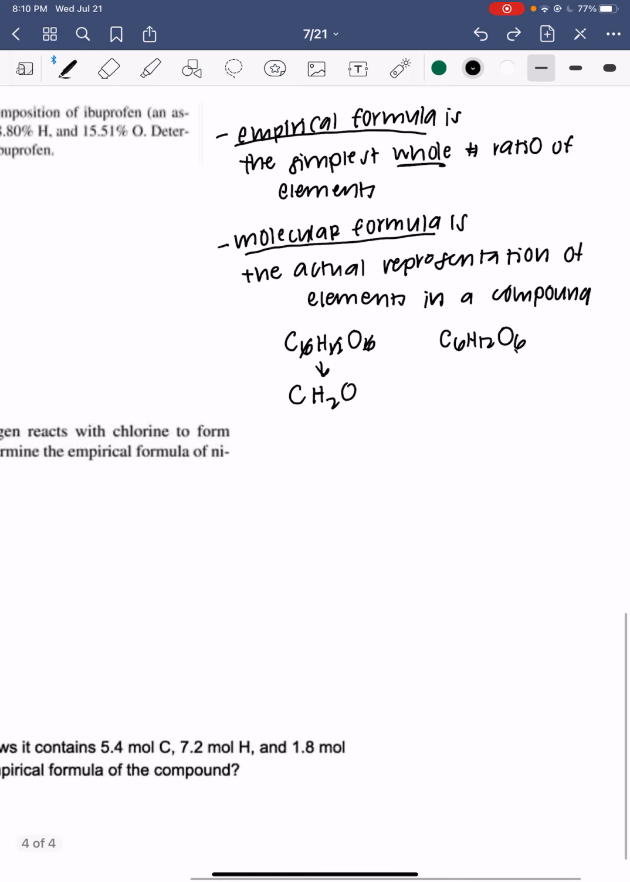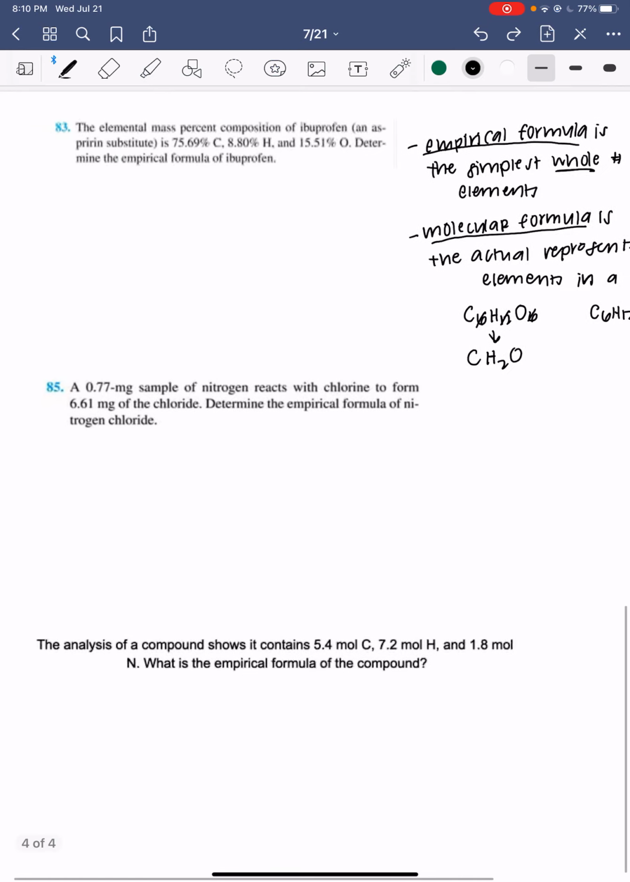But empirical formulas, sometimes we get really, really big compounds and we want to simplify that. So that's what we use empirical formula for. A way to kind of remember is, I think of empirical formula, if you sound it out, you can kind of hear "pure" in the word. And pure just means it's purified. It has the simplest whole number. The numbers are divided as much as they can. It's a pure chemical formula.